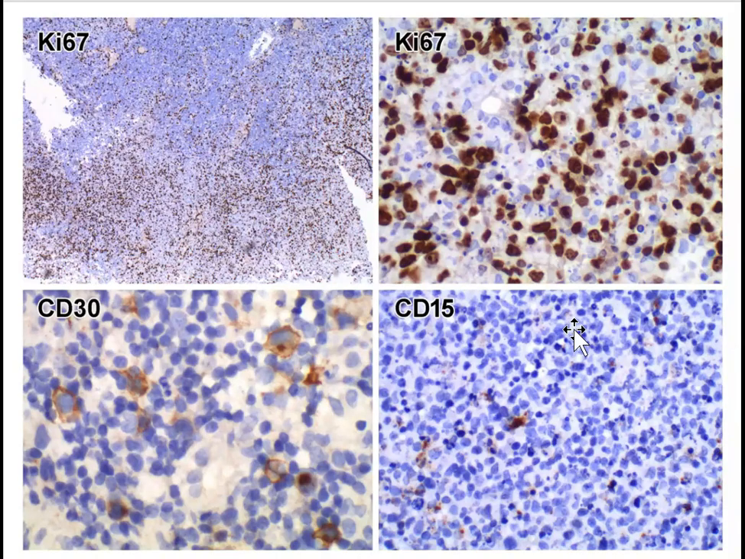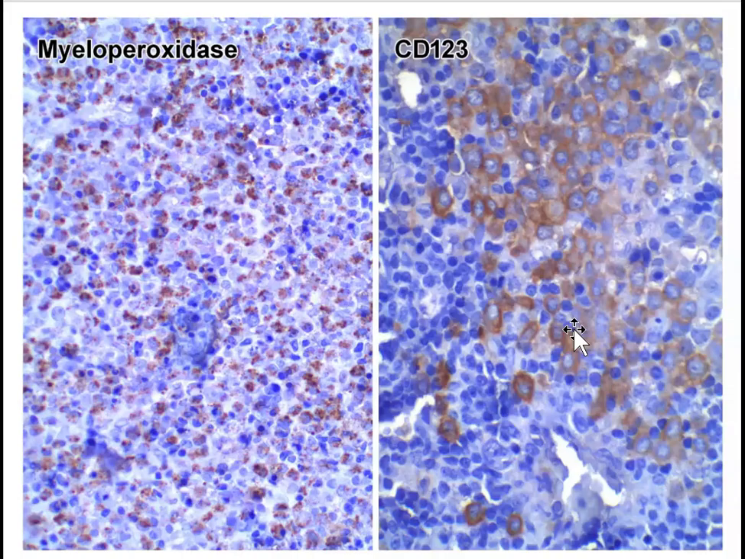CD30 decorates scattered activated lymphocytes. Although there are hardly any neutrophils seen, and the main histological feature in this condition is proliferation of histiocytes, these histiocytes are unusual in that they express myeloperoxidase, which is an enzyme that is normally expressed in neutrophils. The other marker that is useful in this condition is CD123, which highlights the proliferation of plasmacytic dendritic cells. These cells tend to proliferate and show a high Ki67 proliferation fraction, particularly prominent in the early phase of the disease.